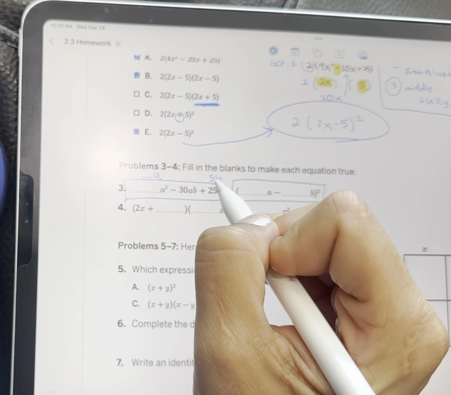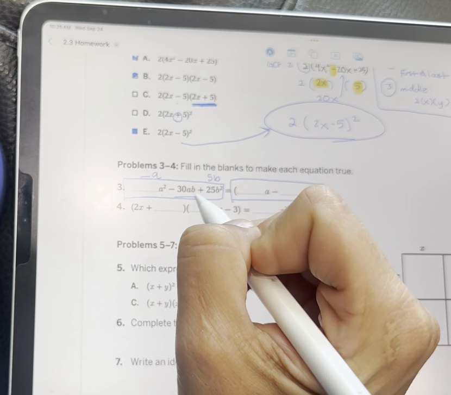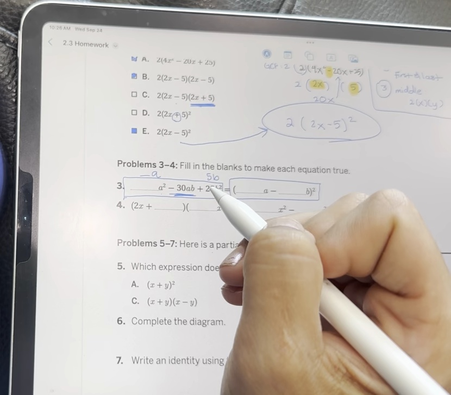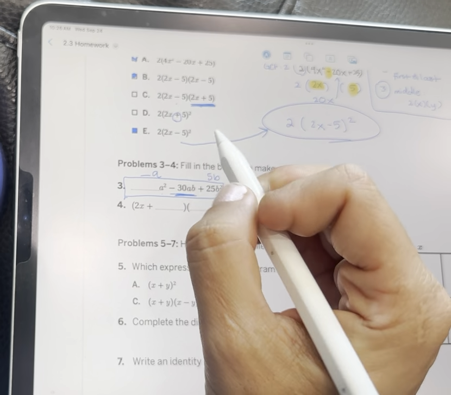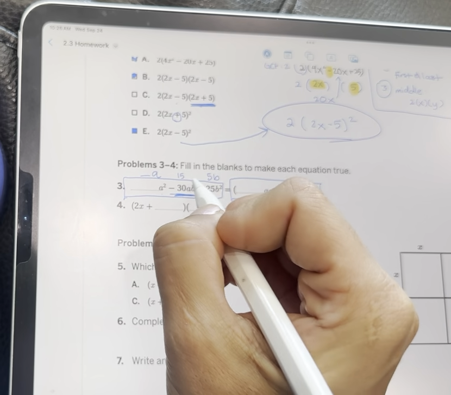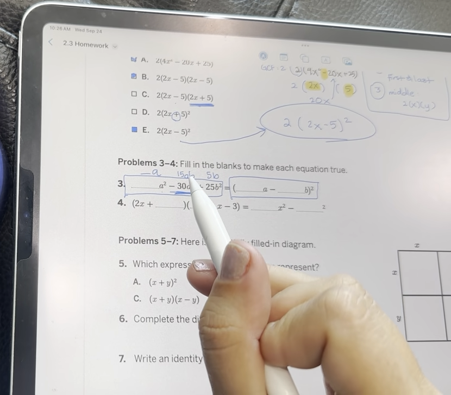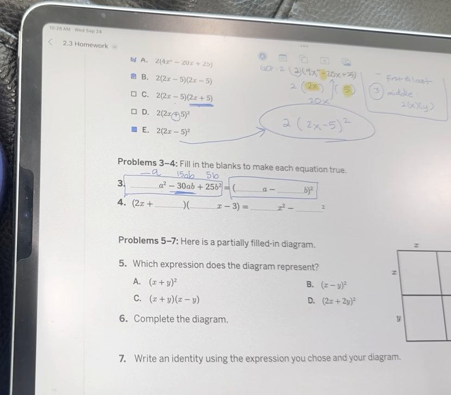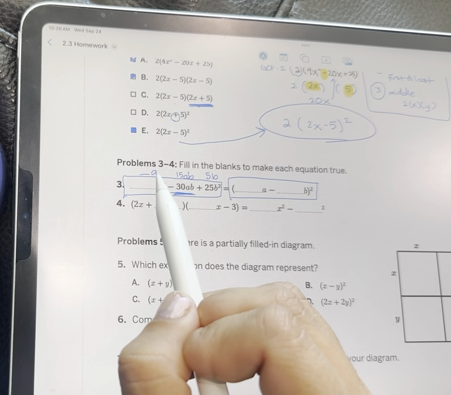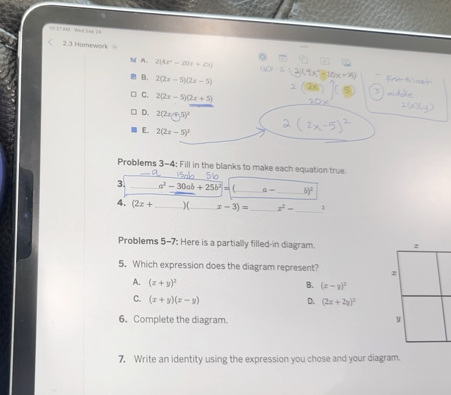I don't know what the something is yet. And then this times 2 needs to be this. Okay? So that means that I need this times this to be 15AB, and then times 2 I would get the 30 that I need. Okay, so I need 5B times something A to be 15, and that needs to be 3.